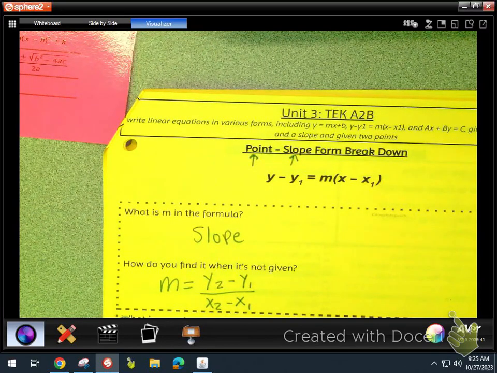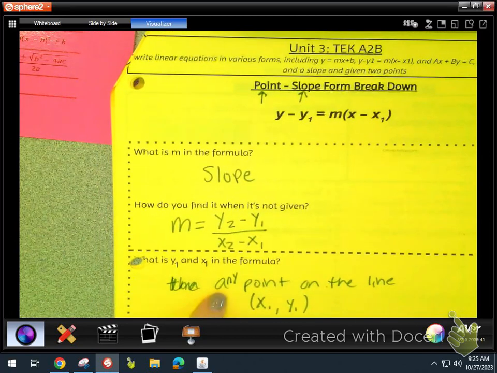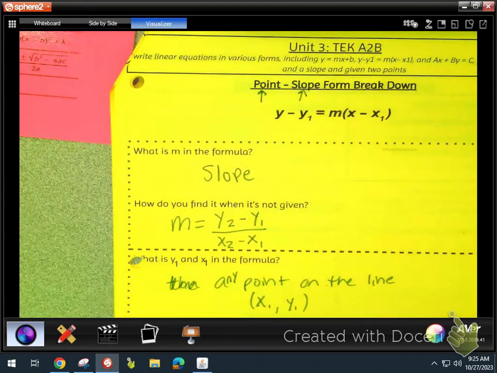All right, what do the X1 and Y1 stand for in the formula? Ordered pairs. A point. Any point on the line. But in slope-intercept form, it has to specifically be a y-intercept. In point slope form, it's any old point. And if you've got multiple points, you get to choose. Remember, it's an x1 and then a y1, okay? So any point on the line.